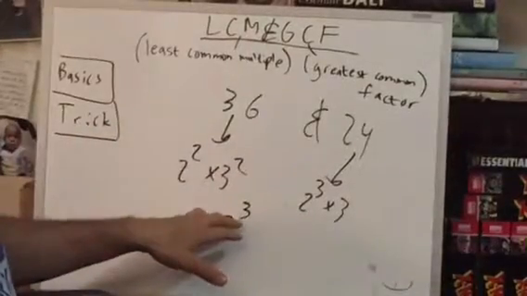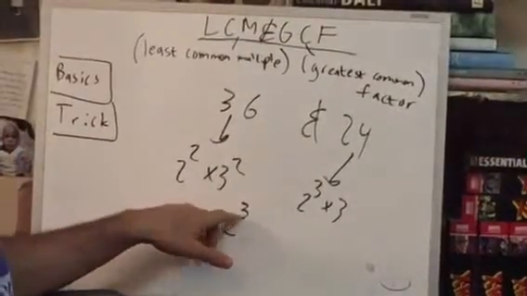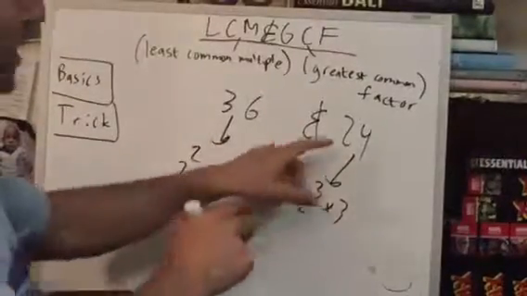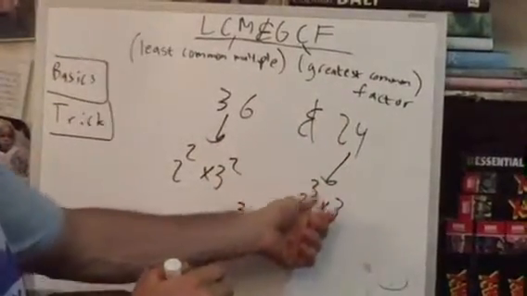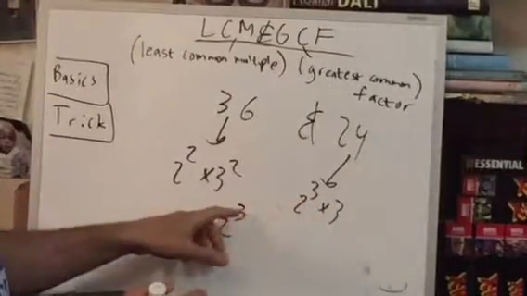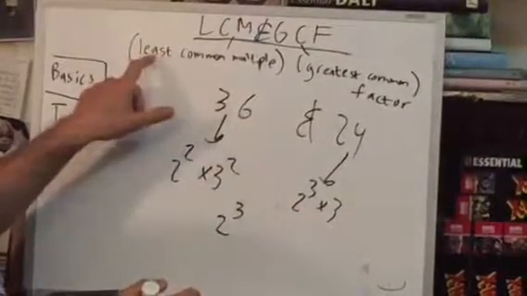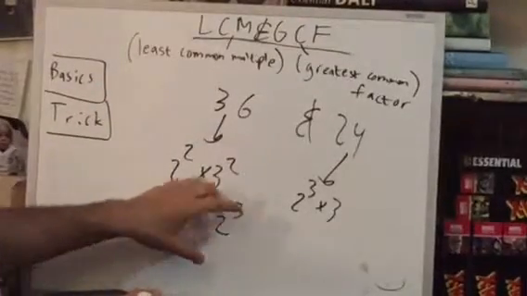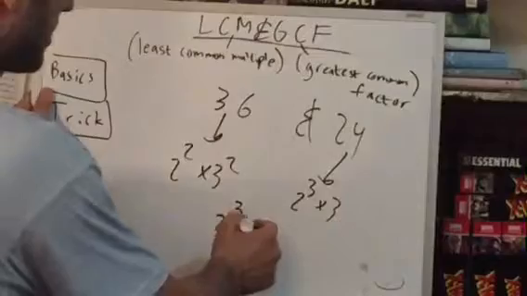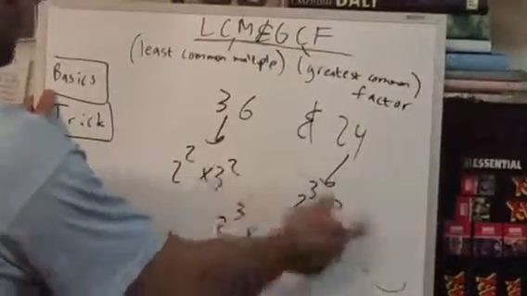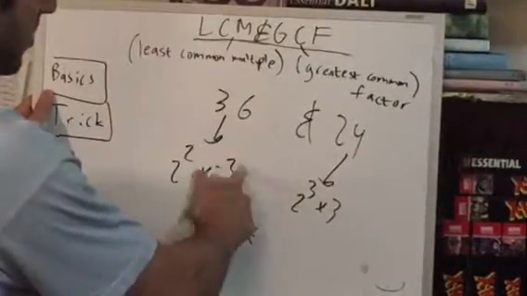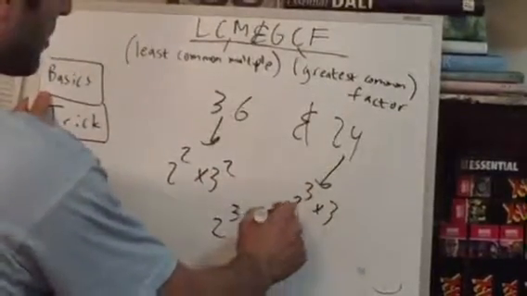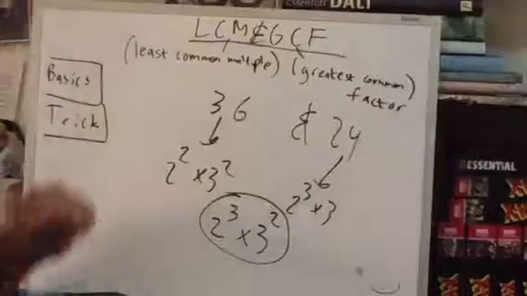Now, why are we doing this? We need at least 3 2's, because if there's fewer than 3 2's, then our LCM will not fit this number, which has 3 2's. If there's more than 3 2's, then we're not finding the least common multiple anymore. So you don't need any more than 3, but you need at least 3, which is why we're picking 3 2's. And now you see a 3, right? And what's the maximum? The 2 power is higher than the 1. So your LCM would be that.